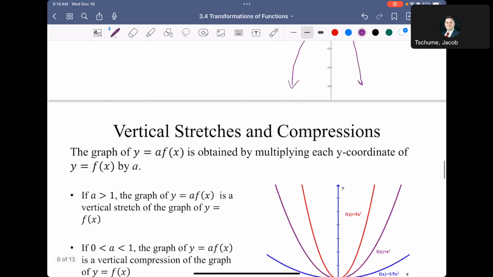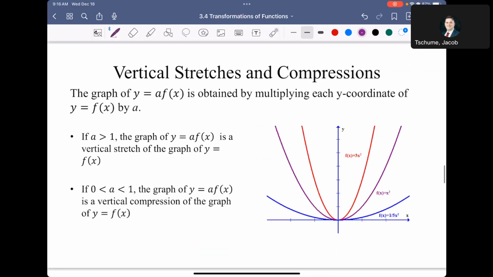All right. So my last little transformation to show you, and then we're going to combine some of these together, is what's called vertical stretches and vertical compressions. This will occur anytime you have a number that is being multiplied in front of your original function. If you multiply it by any a value, no matter how big or how small, it will affect the shape of your graph.